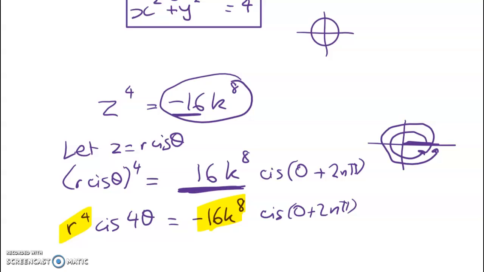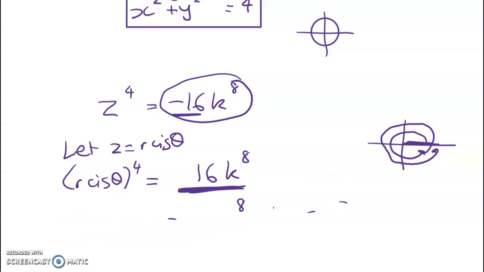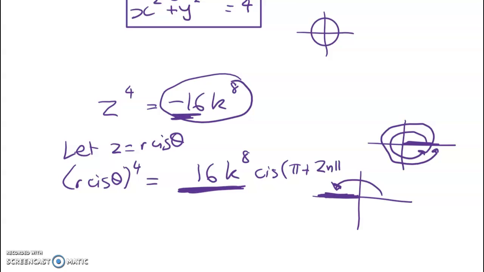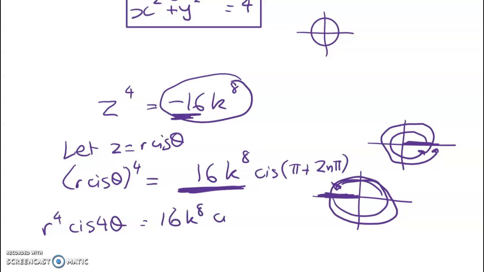So the way to get around this problem is as follows. Whenever you see one where you have a negative here, we think about it as saying, well, here's my negative 16 over here, that has got a length of 16k to the power of 8 and an angle of 180 degrees. So we write it as 16k to the power of 8 cis pi, or 180 degrees if you're working in degrees, plus the revolutions. That means that here we've got r to the power of 4 cis 4 theta by de Moivre's theorem is equal to this.